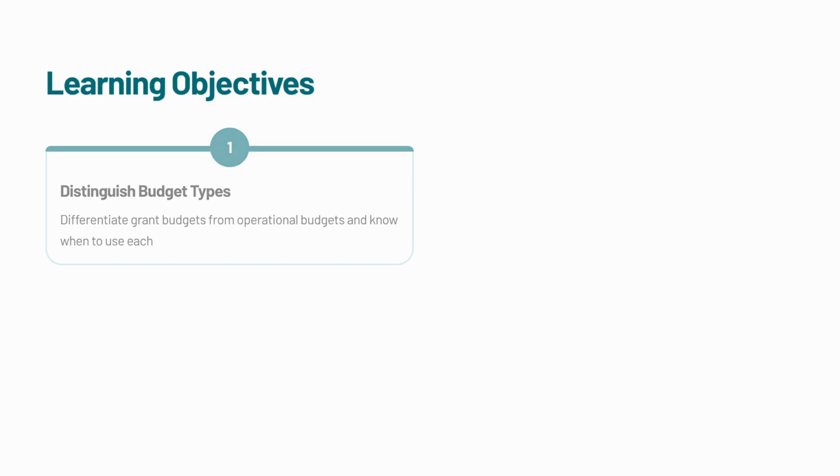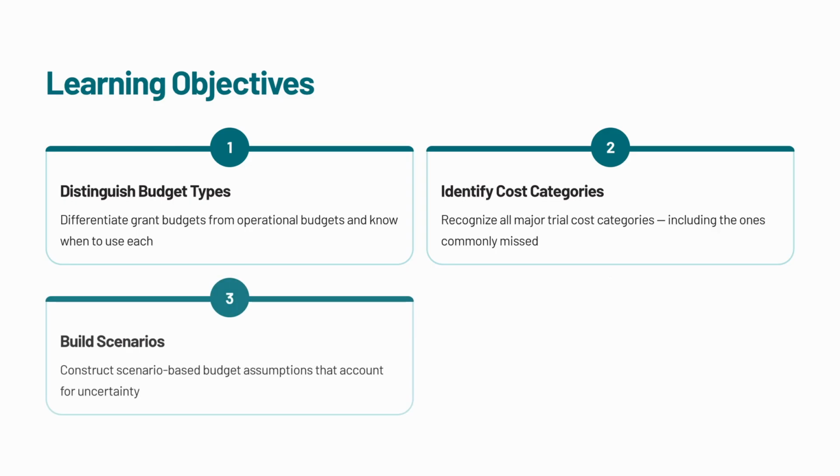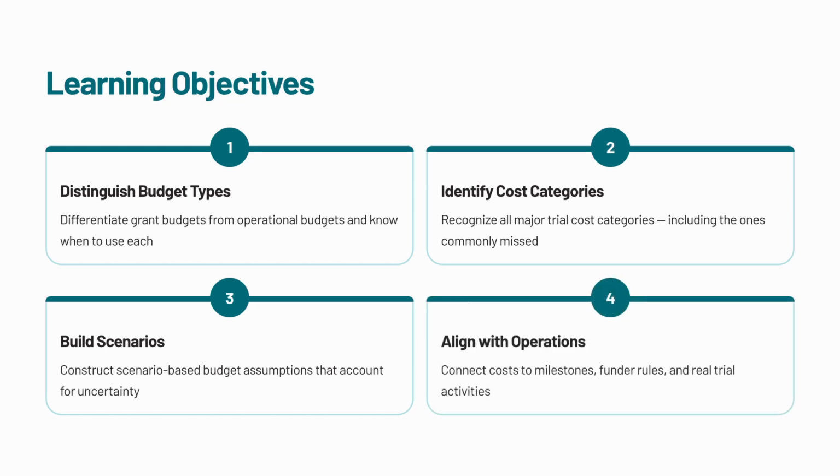By the end of this module, you should be able to do 4 things. First, distinguish between different budget types, especially grant budgets and operational budgets. Second, identify the major cost categories in a pragmatic trial, including the ones that are easy to miss. Third, build budget scenarios that account for uncertainty, delays, and changes in scope. And fourth, align budget items with real trial operations, milestones, and funder rules.